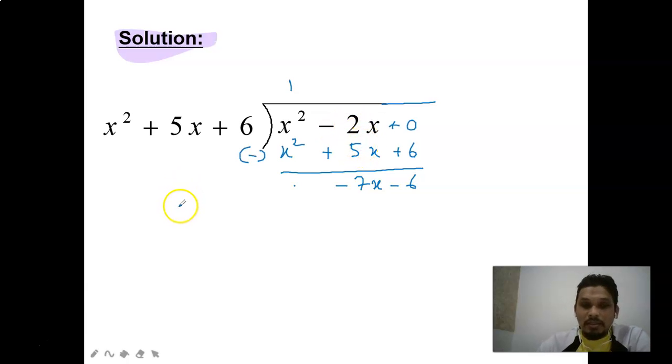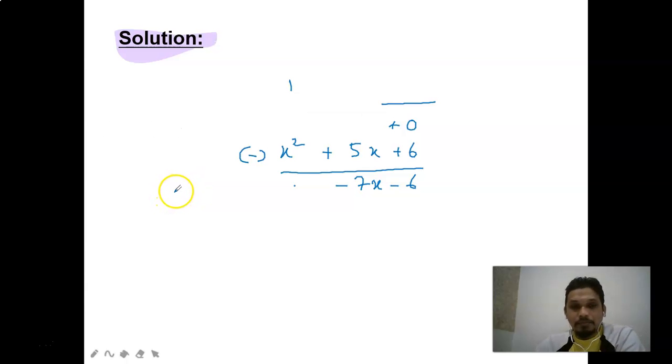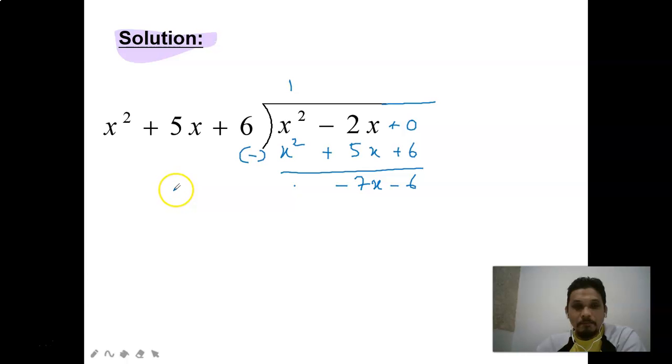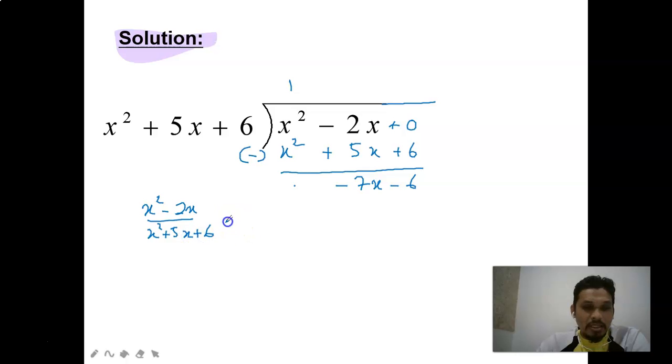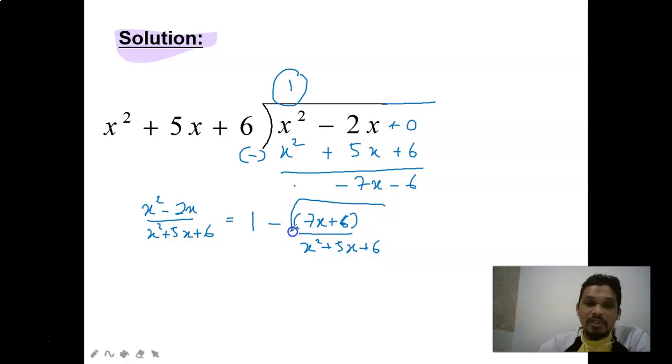Okay. So then, what's the equation just now then? x squared minus 2x divided by x squared plus 5x plus 6 equal to 1 here, and minus the whole of 7x plus 6 divided by x squared plus 5x plus 6. Okay, this is the fraction that we are going to come up with the partial fraction.